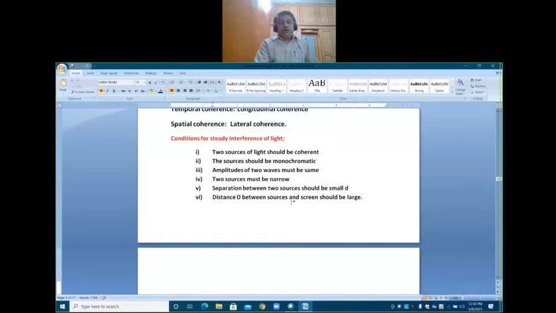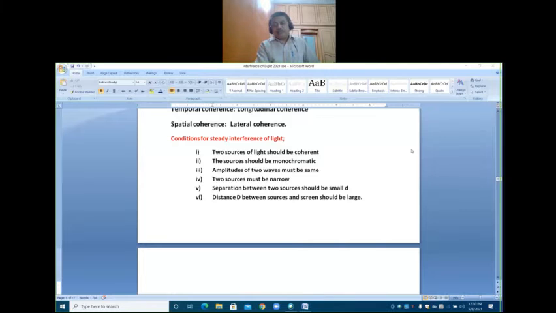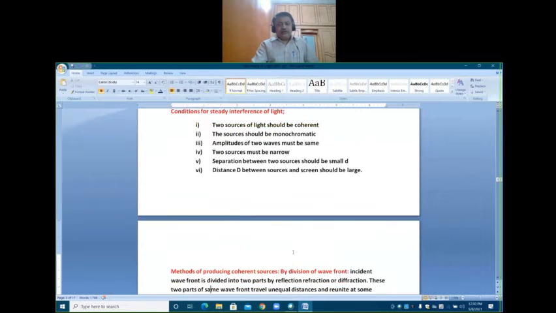So putting all these conditions: the two sources should be coherent, they should have the same color, and the amplitudes must be the same. The two sources must be narrow, the separation between the two sources must be small, and capital D must be large.